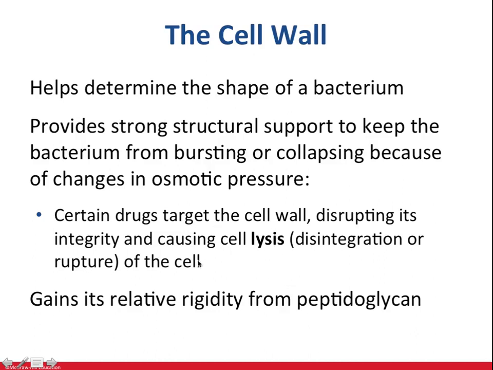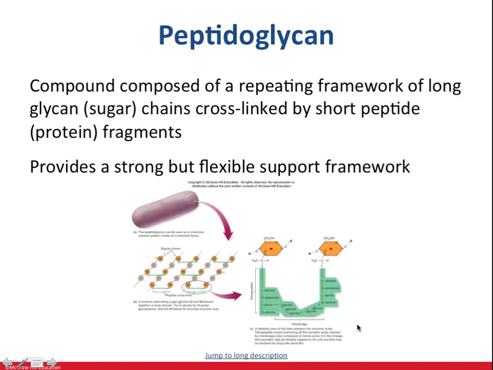So why is the cell wall rigid? Because the cell wall contains peptidoglycan. Peptido means the peptides, a short chain of amino acids. Glycan means the sugar. So this is the sugar peptides. Peptidoglycan is composed of repeated fragments of long glycan sugar chains, cross-linked by short peptides.